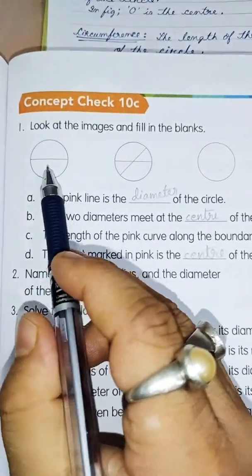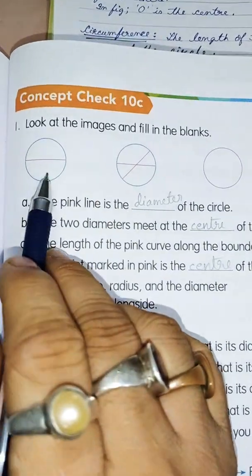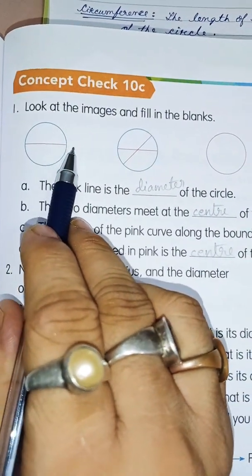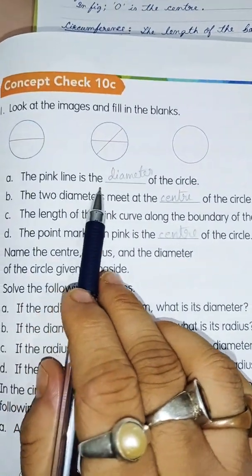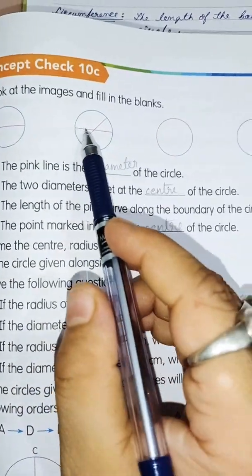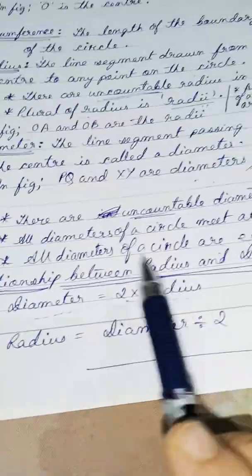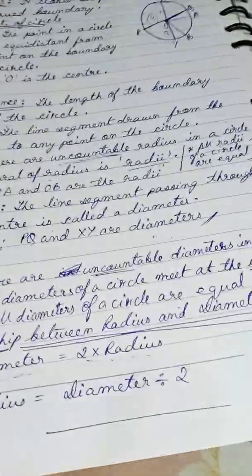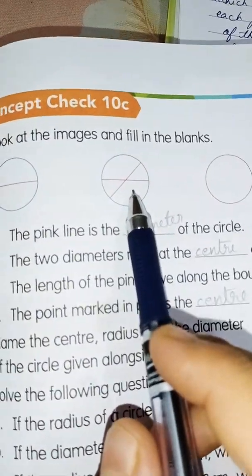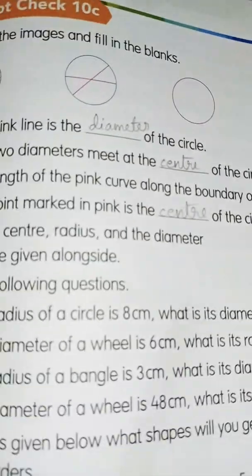In the first question, it is asked: what is this pink line in the circle? The pink line in the circle is the diameter, because it is passing through the center. So the pink line is the diameter of the circle. Secondly, there are two diameters in this circle, and they meet at the center of the circle. As I've just explained, all the diameters meet at the center. So similarly here also both the diameters will meet at the center of the circle.